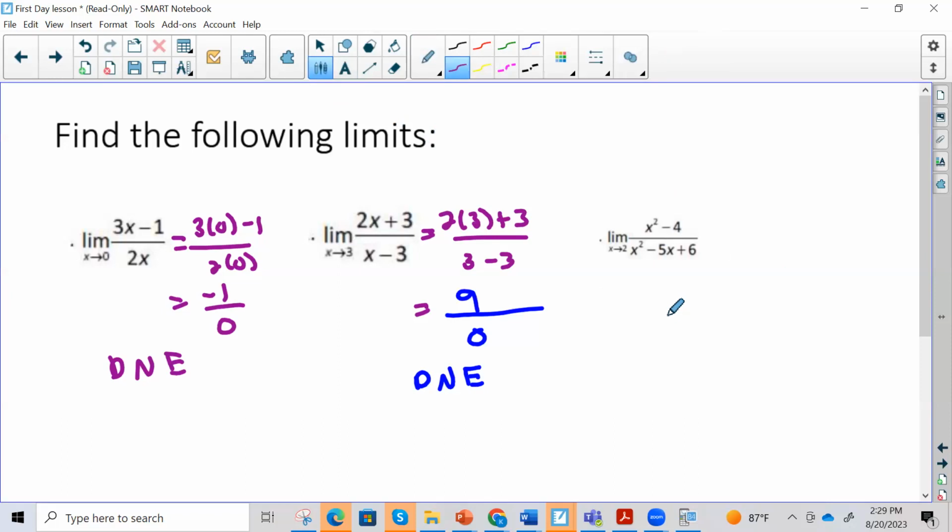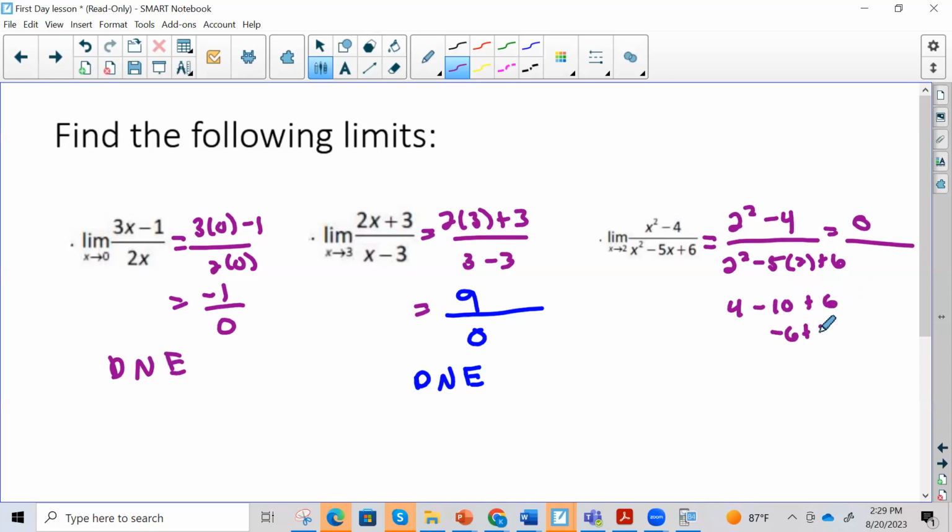Okay, and then my third one, I have the limit as x approaches 2 of x squared minus 4 over x squared minus 5x plus 6. So I do 2 squared minus 4, which is 0. And then I have 2 squared minus 5 times 2 plus 6. Okay, so that gives me 4 minus 10 plus 6, which is -6 plus 6. So I get 0 over 0. Now this is, I'll just erase my scratch work. This is the indeterminate form.